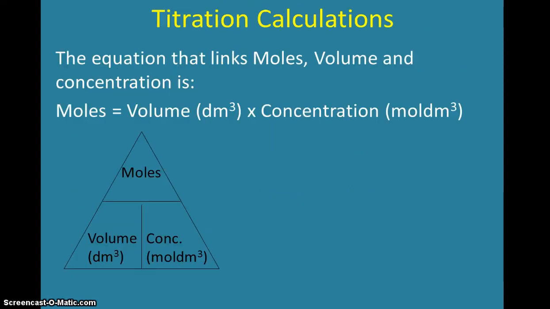Okay, now this is the equation that links moles, volume and concentration. Your volume has to be in decimetre cubed, which doesn't always seem that obvious, but you must make sure it is. And if you like to use a triangle, then this is the triangle: moles on the top, volume and concentration at the bottom. And we'll use that equation at the end of our titration to work out the moles in our mean titre.